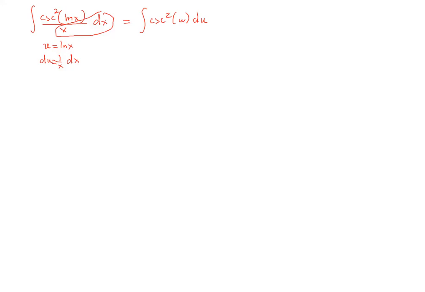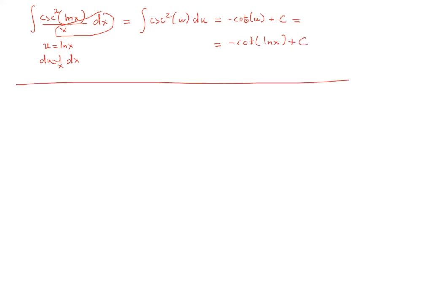function cotangent has as derivative negative cosecant square. So the antiderivative of cosecant square will be negative cotangent. So this will be negative cotangent of u plus c. And of course, we have to go back to our original variable. So this is negative cotangent of ln of x plus c. And that's all. Let's take a look at another one.